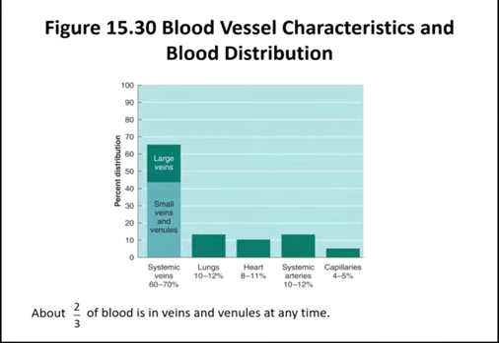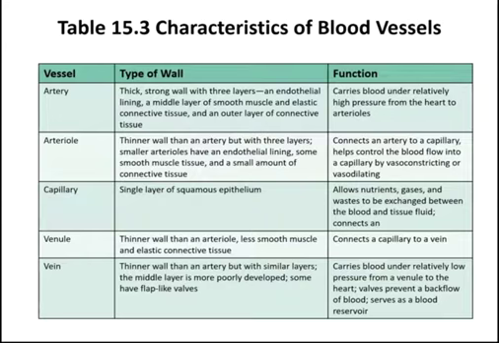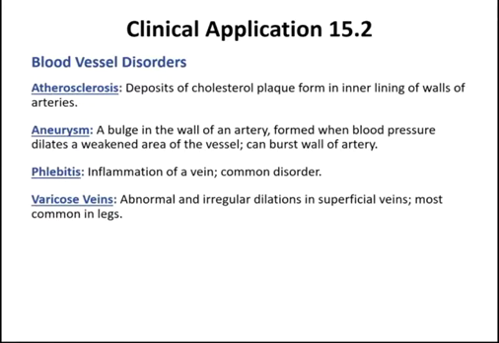So here are blood vessel characteristics and the distribution of blood in them. In your systemic veins, you have 60 to 70% of all of your blood. That's 2/3 of your blood sitting in the systemic veins. Your lungs have about 10%, your heart about 10%, your systemic arteries about 10%, and then your capillaries will have about 5% at any given moment. This is a summary of everything we just went through, good to study with. So remember, when you're studying for the test, you can look at these as a summary.